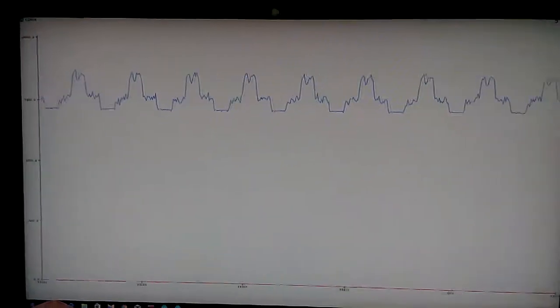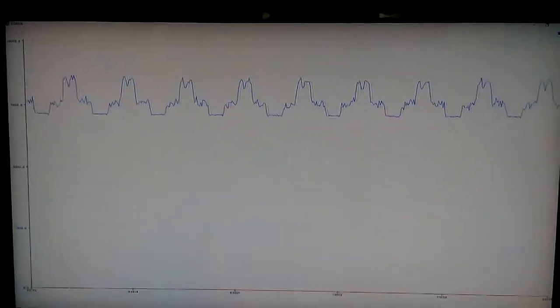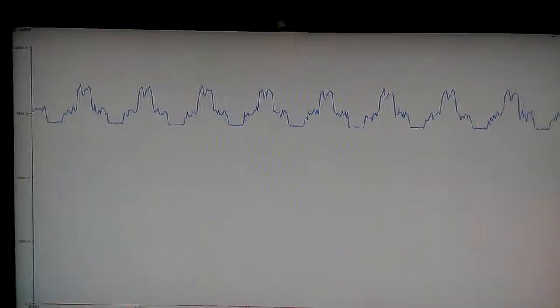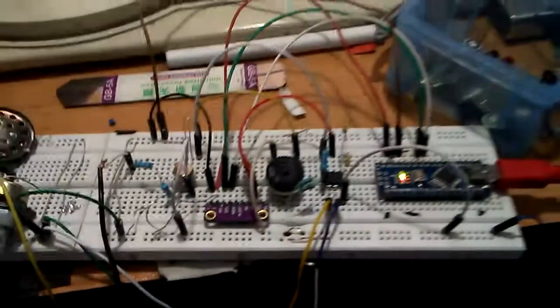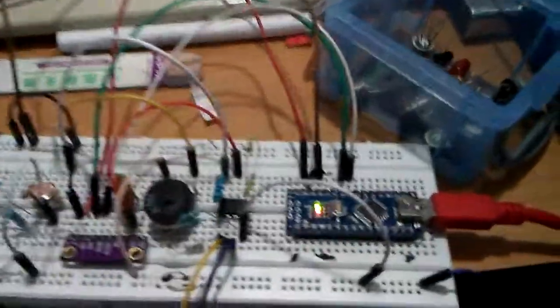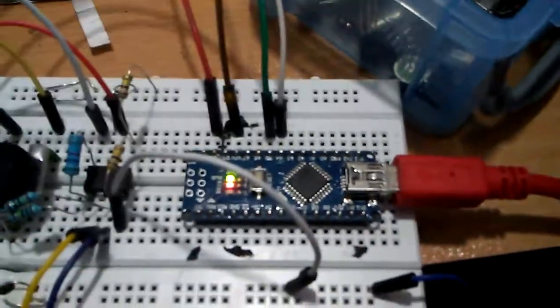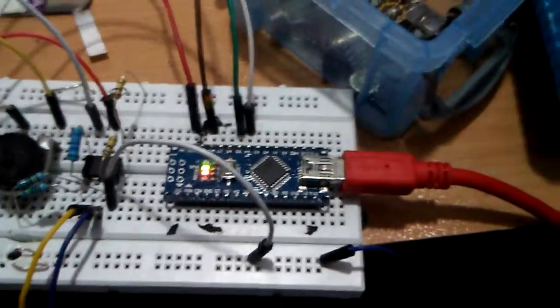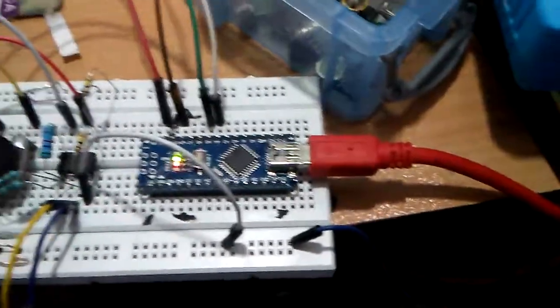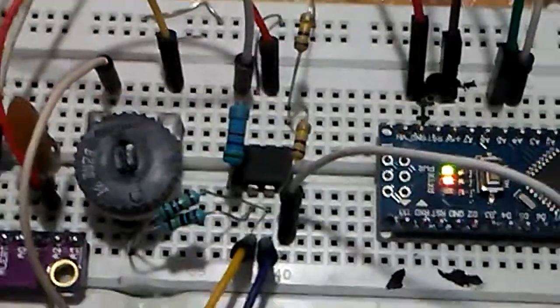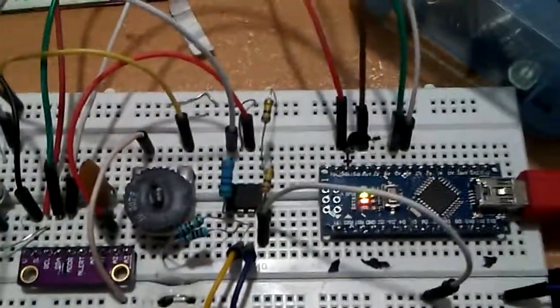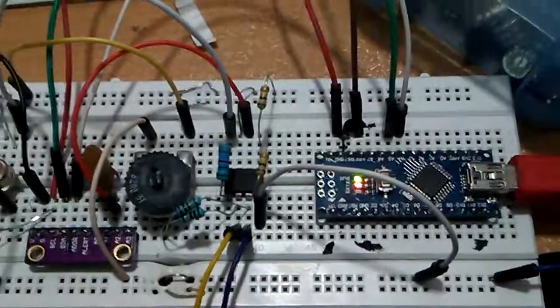These graphs are the heart rate graphs. This is the project, you can see, and the project is Arduino based. I used Arduino for it. The main project IC is the INA128. This is one of the best ICs to draw heart rate graphs.